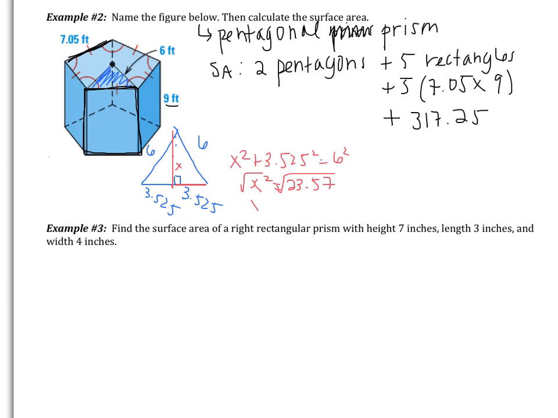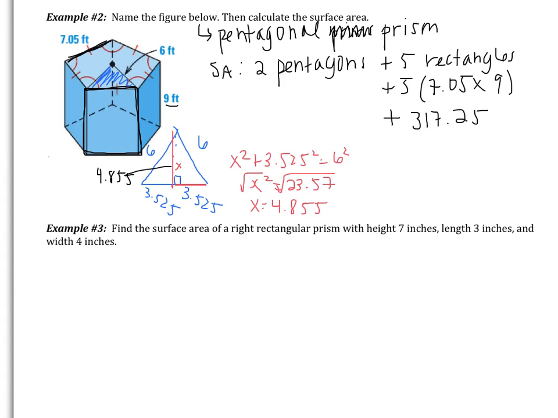After I take the square root, I get x equals 4.855, about. I rounded that. Okay, so my height is 4.855.